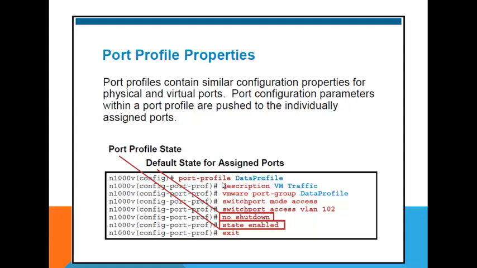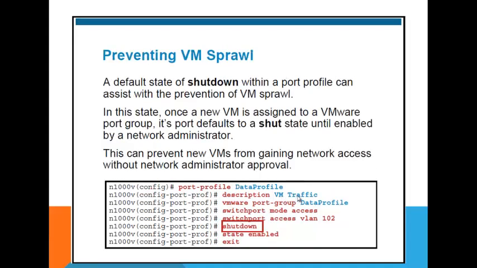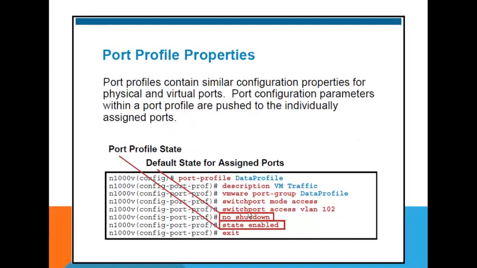What is the meaning of this? When we say port profile, we give a name. It's a name to call on the ESXi machine. Then we give a description, which is optional, and the VMware port group name. This is the port group name. And what do you want in the port group? Wherever this port group is called, I want those ports to be accessed. So I say switchport mode access. I want to give a VLAN. And we must say no shutdown, and we must say state enabled.